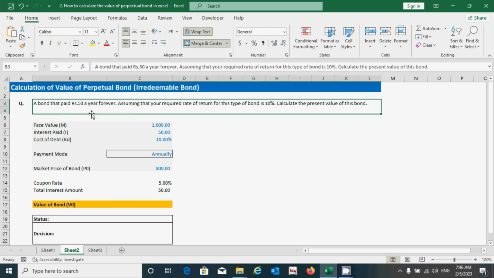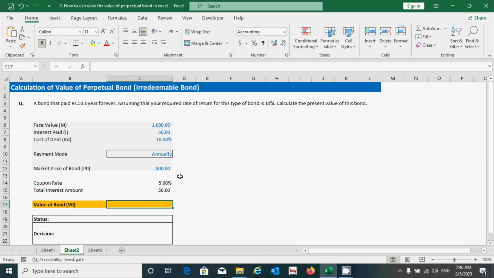Okay, as you can see in the question, 50 rupees interest is paid per year forever. We don't know any specific period of time. Okay, so this question represents a question of a perpetual bond. Alright, okay, so based on the definition and calculated working notes, we can calculate the value of the perpetual bond.